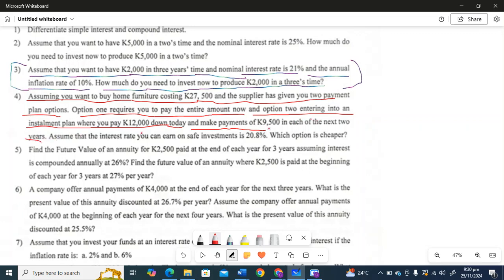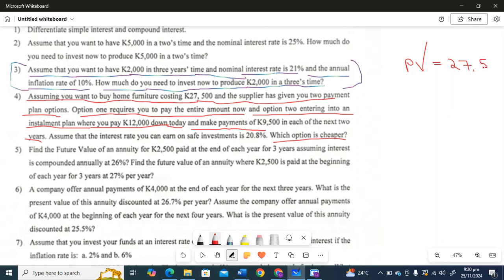Assume that the interest rate that you can earn on safe investments is 20.8%. Which option is cheaper? So basically, the way we're going to compare these options is on the present value basis. All right. For option 1, you have to just pay this 27,500 upfront. So basically, that's the present value.